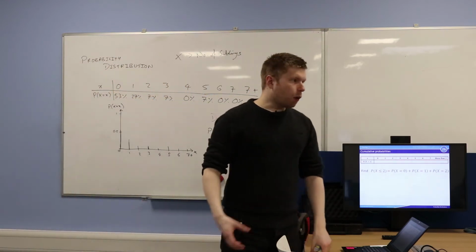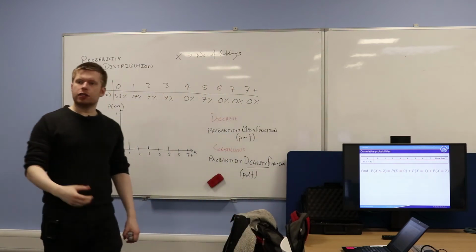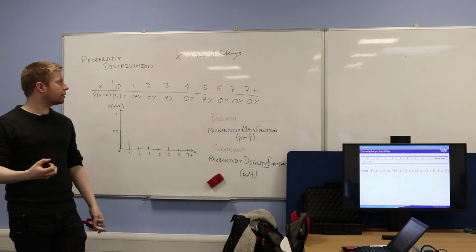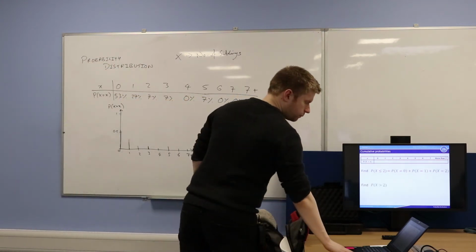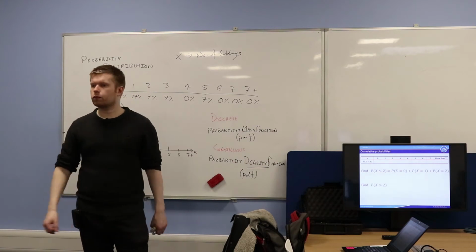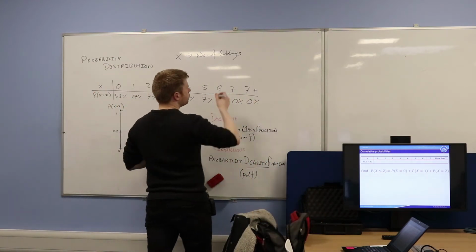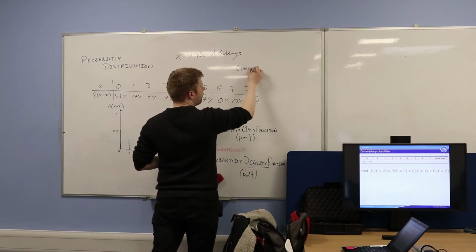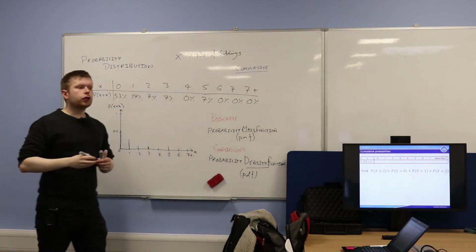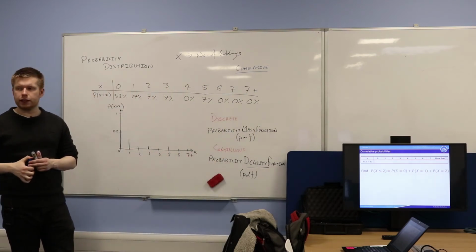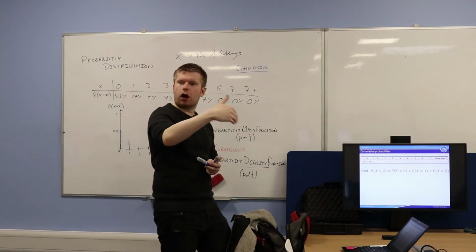Now, what am I really doing there when I'm adding together consecutive probabilities? Does anybody know what we call that? We call it something beginning with C. We call it cumulative. Cumulative probabilities is when you add together lots of successive probabilities, one after the other.